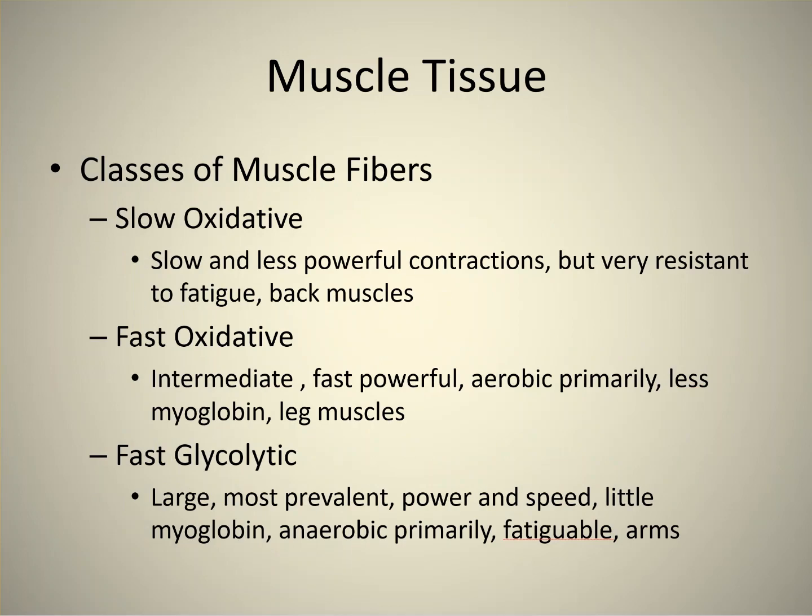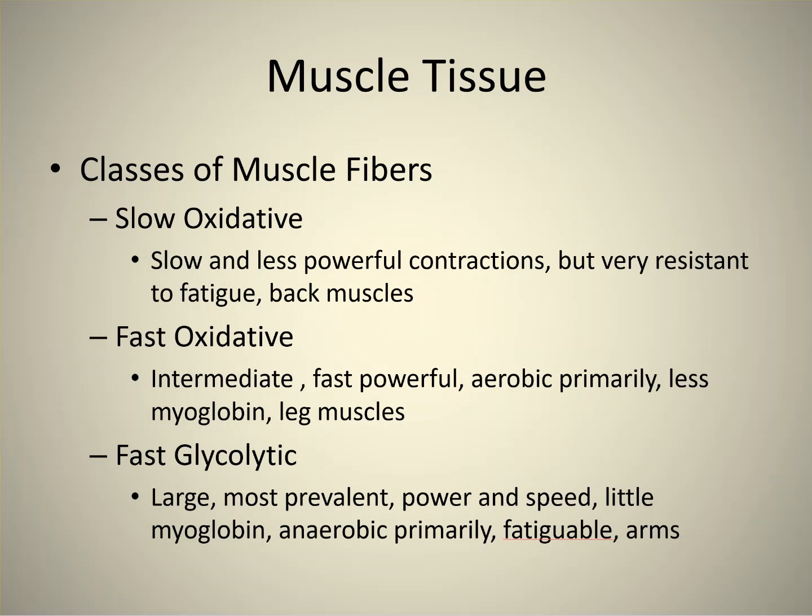Okay, slide 32. There are classes of muscle fibers. Three types: slow oxidative, fast oxidative, and fast glycolytic. So oxidative means using oxygen. Slow oxidative is slow and less powerful contraction, but very resistant to fatigue. Like back muscles. You can be standing up all day, your back muscles are always contracted, and they're very resistant to fatigue. But they're very slow. Fast oxidative is intermediate. They're fast, powerful, aerobic primarily, less myoglobin, like leg muscles. Most people's leg muscles are composed of fast oxidative fibers.